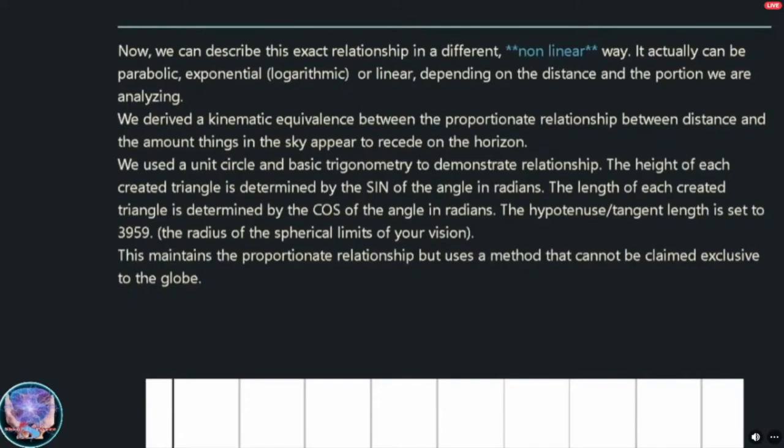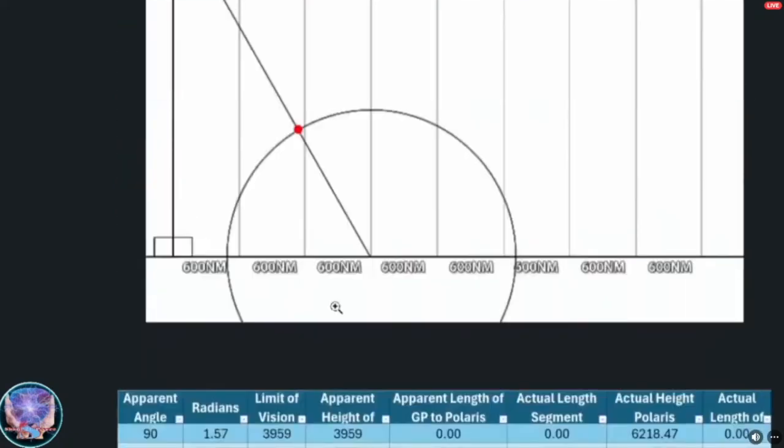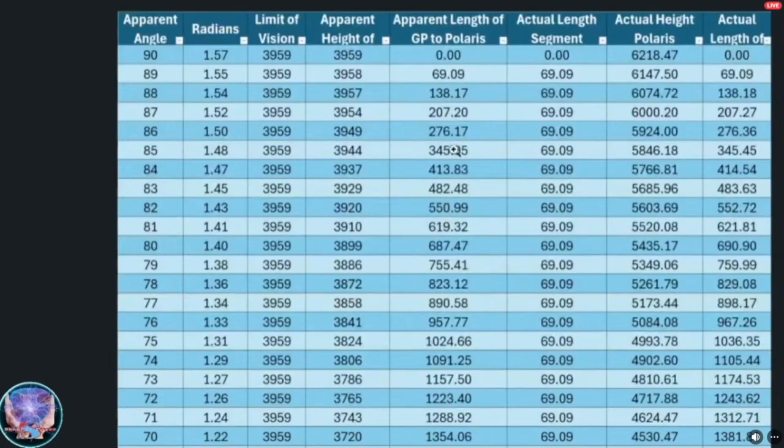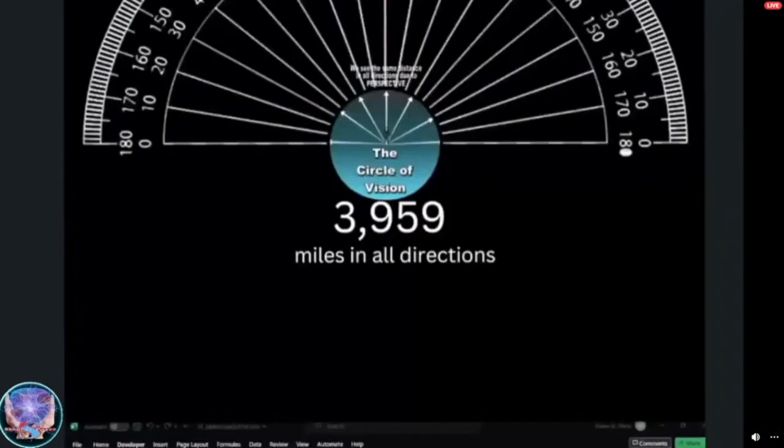The few globers who I brought this to before presenting it, I had asked at the end of the presentation, at the end of the argument, can you now claim that 69 miles per degree is exclusive? And they both answered with a non-yes answer, right? So they just went off into nonsense to try and claim some other things. But again, here's the data. Here's how we derived it, right? It's just basic all the way through.